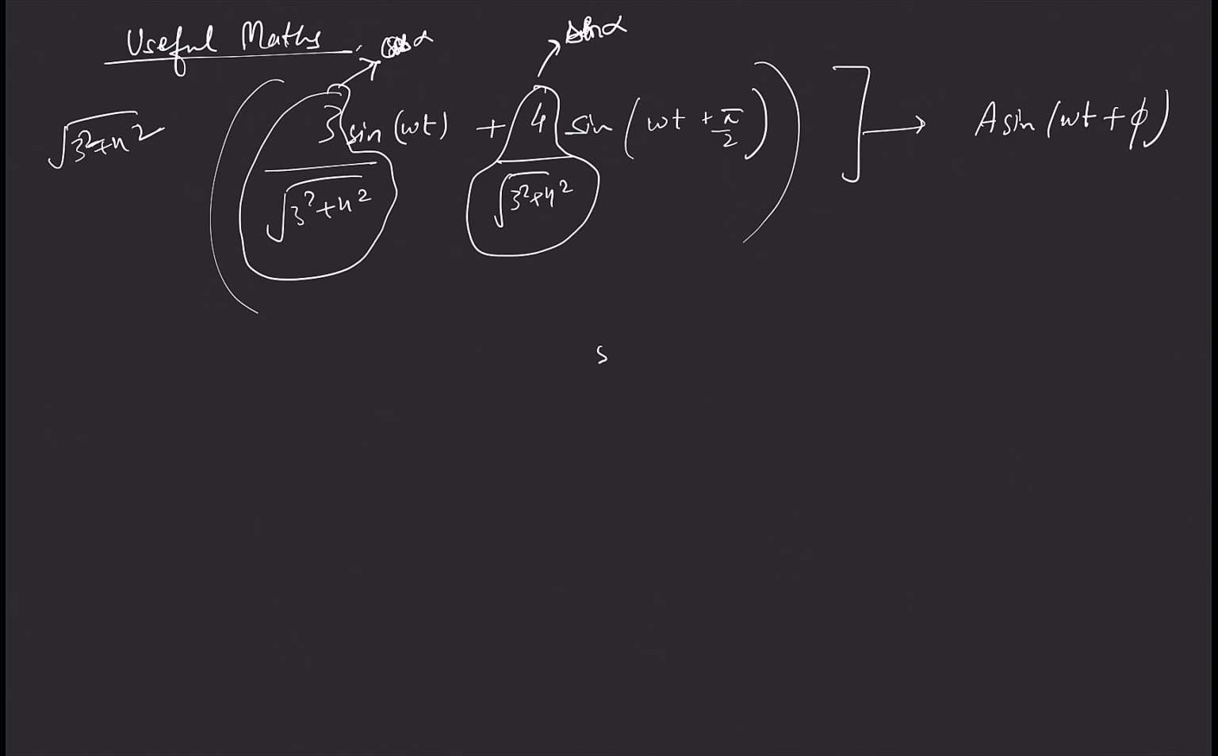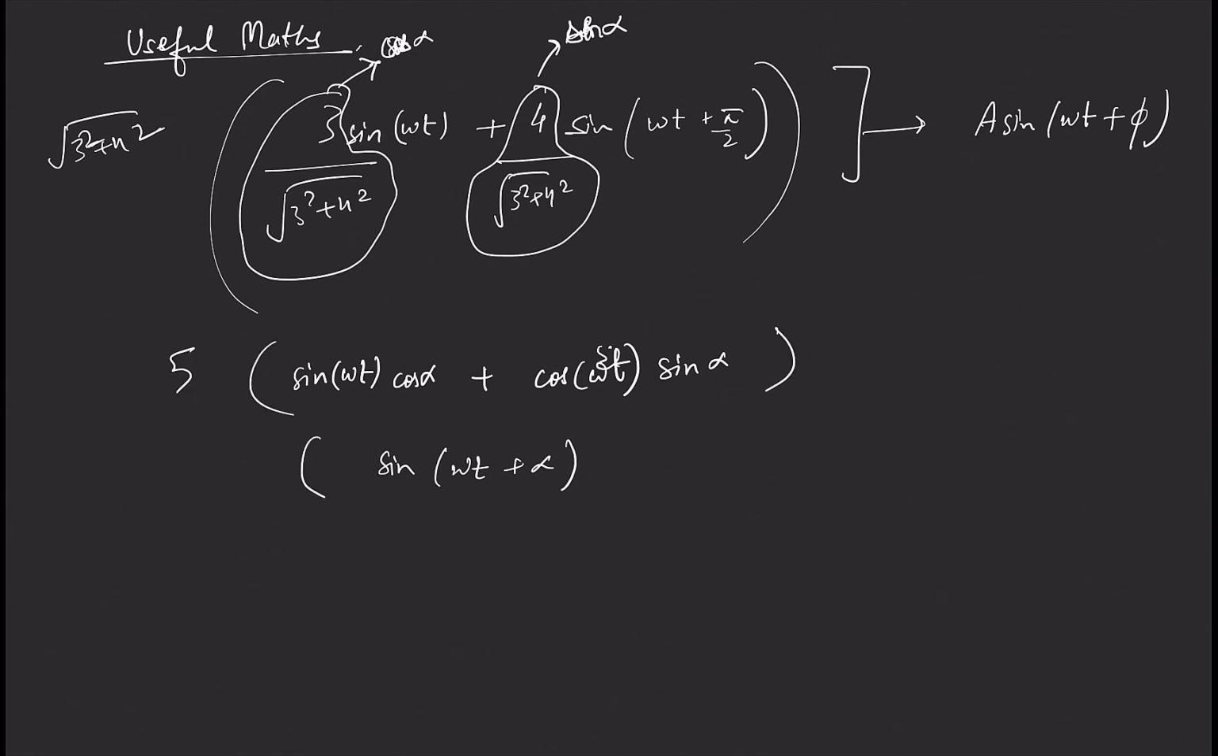So I define this to be sine alpha, and why? Because it will give me a formula like this. This would be sine of omega t into cos alpha plus, now sine of omega t plus pi by 2 is cos of omega t, cos omega t into sine alpha. So sine a cos b plus cos a sine b is sine of omega t plus alpha. And this value here is 5. So the answer is 5 sine of omega t plus alpha.